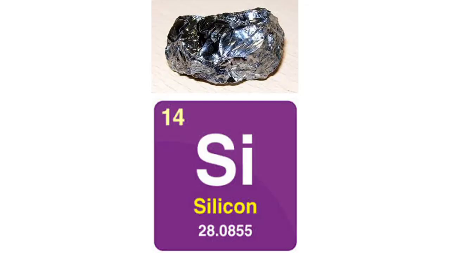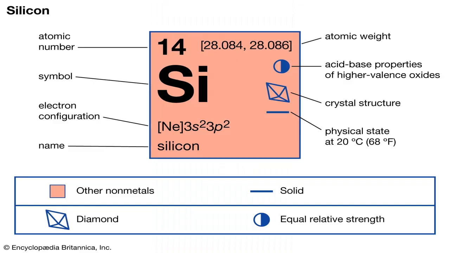Let's start with silicon, a fundamental chemical element with atomic number 14, belonging to the carbon group in the periodic table. As a metalloid, it exhibits properties of both metals and nonmetals. Silicon is the second most abundant element in the Earth's crust, mainly found in the form of silica and silicates.